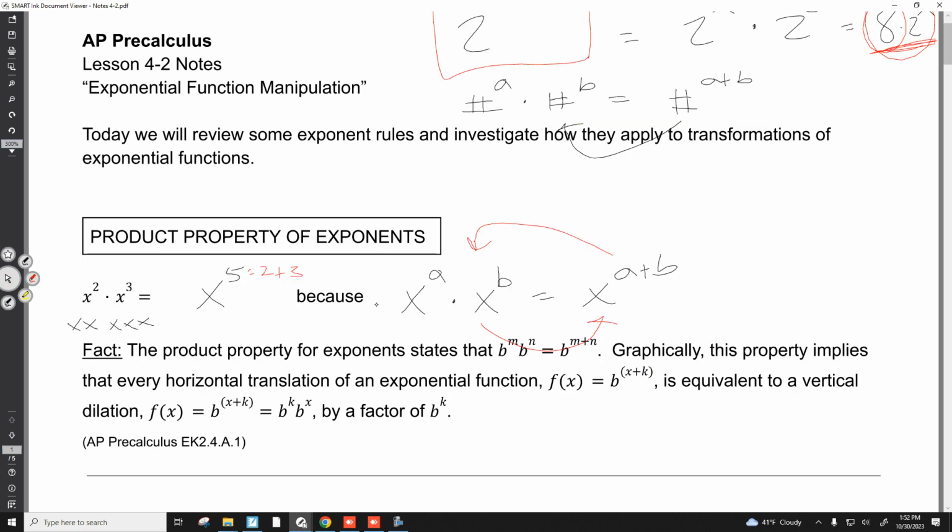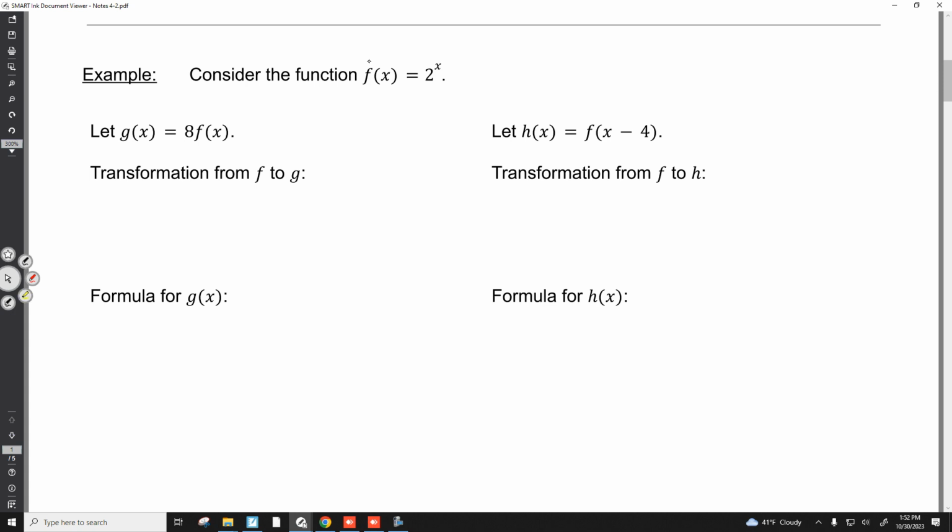Let's take 2 to the x. I'm going to do the one that's very similar to what we just did first, the one on the right. I'm going to have f of x minus 4. Now tell your neighbors, what is f of x minus 4? And what's the transformation if you have f of x minus 4 from f to h? It's 4 to the right.